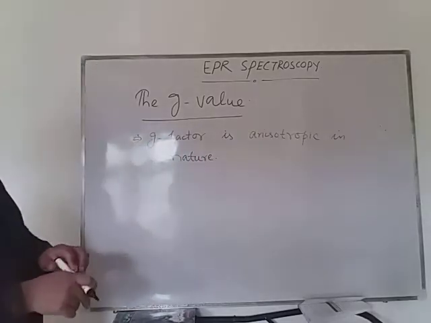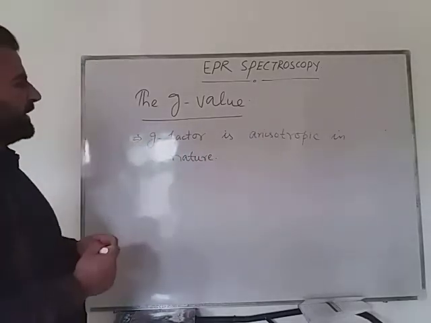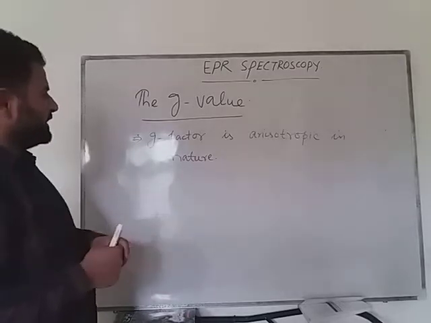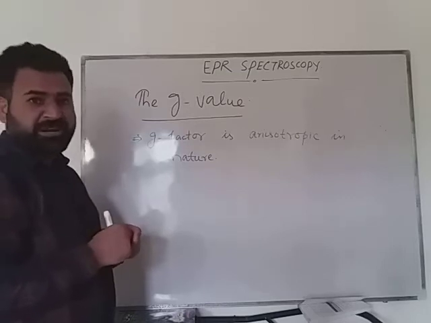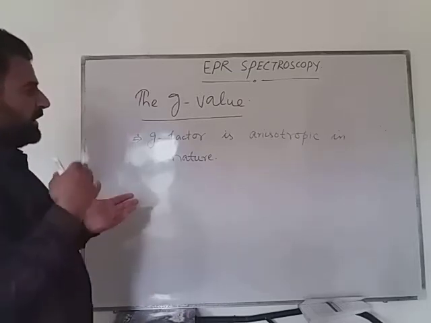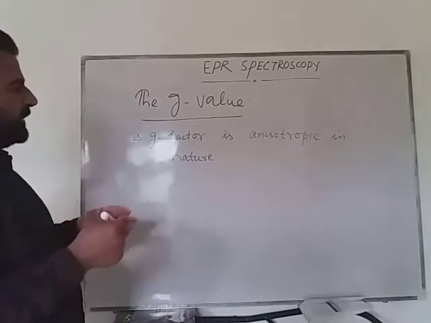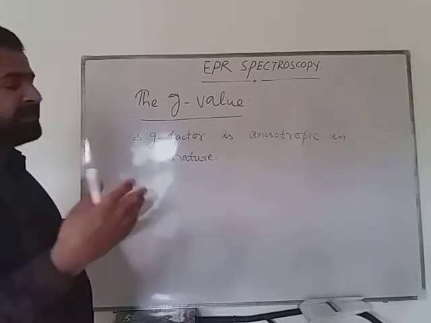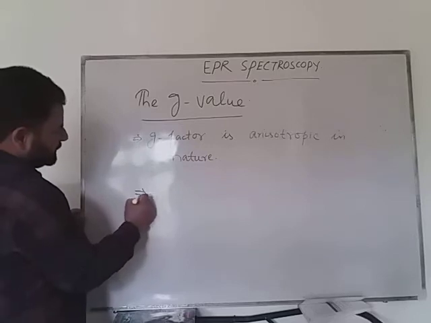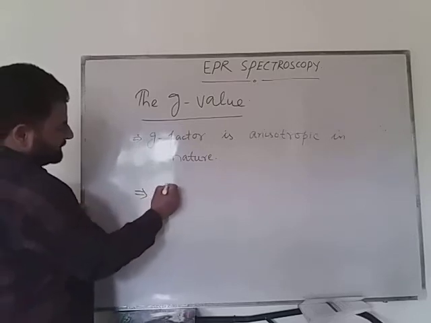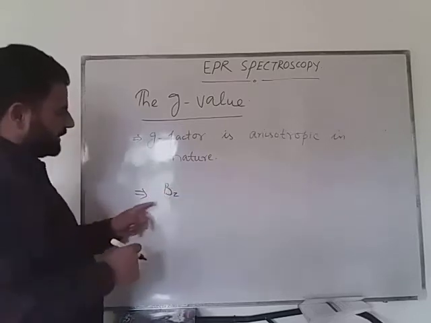What does that mean? G factor is anisotropic in nature. What does that mean? That means the value of G is dependent on the direction of its measurement. So it will differ if we measure it in different directions. As you know, generally we use applied magnetic field in the Z direction, which we call BZ.